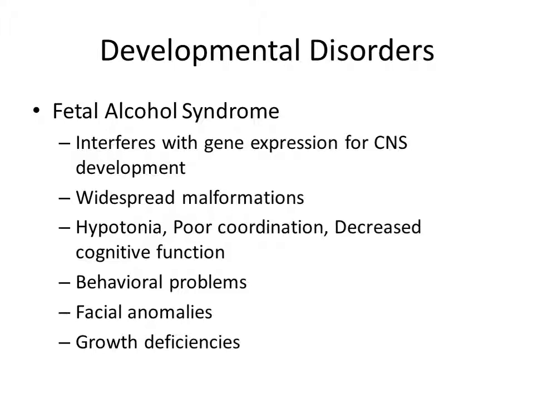But fetal alcohol syndrome interferes with gene expression for the development of the central nervous system and ends up with widespread malformations as a result. These children will be hypotonic, so they'll be very floppy, ragdoll-like, have poor coordination, and cognition will be decreased. They'll have difficulty learning, and cognitive impairments will show up. There tend to be behavioral problems and growth deficiencies.